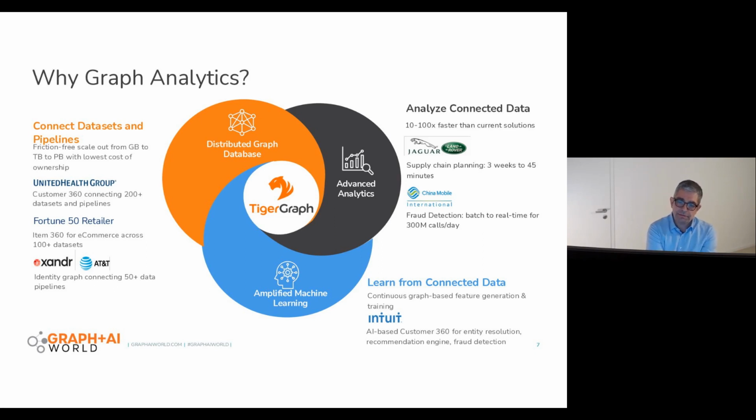Another example is China Mobile, the world's largest mobile phone provider. They are using graph technology for fraud detection, and they have gone from batch to real-time fraud detection for 300 million calls per day. And the third step, after connecting the data sets and pipelines and analyzing this connected data, is improving and amplifying your machine learning algorithms.